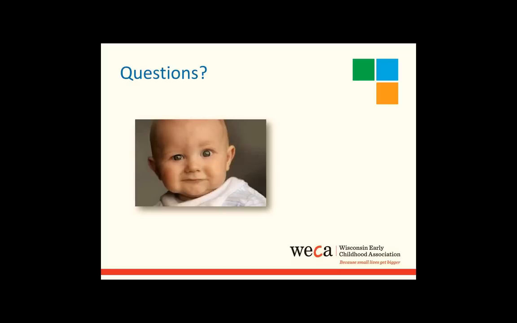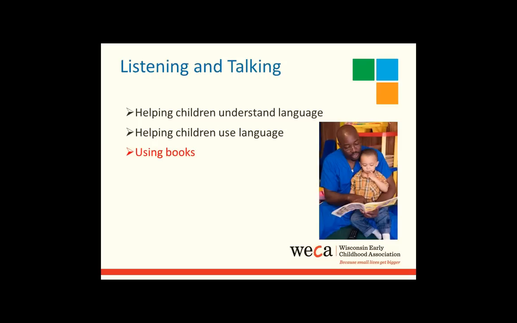So, okay, we'll move on to the next subscale, and this next subscale is only 3 items, listening and talking. Helping children understand language, helping children use language, and using books. And again, you'll see that the books item there is in red, so that is another one of the items where we are scoring much of the day. So the first one of these is helping children understand language.